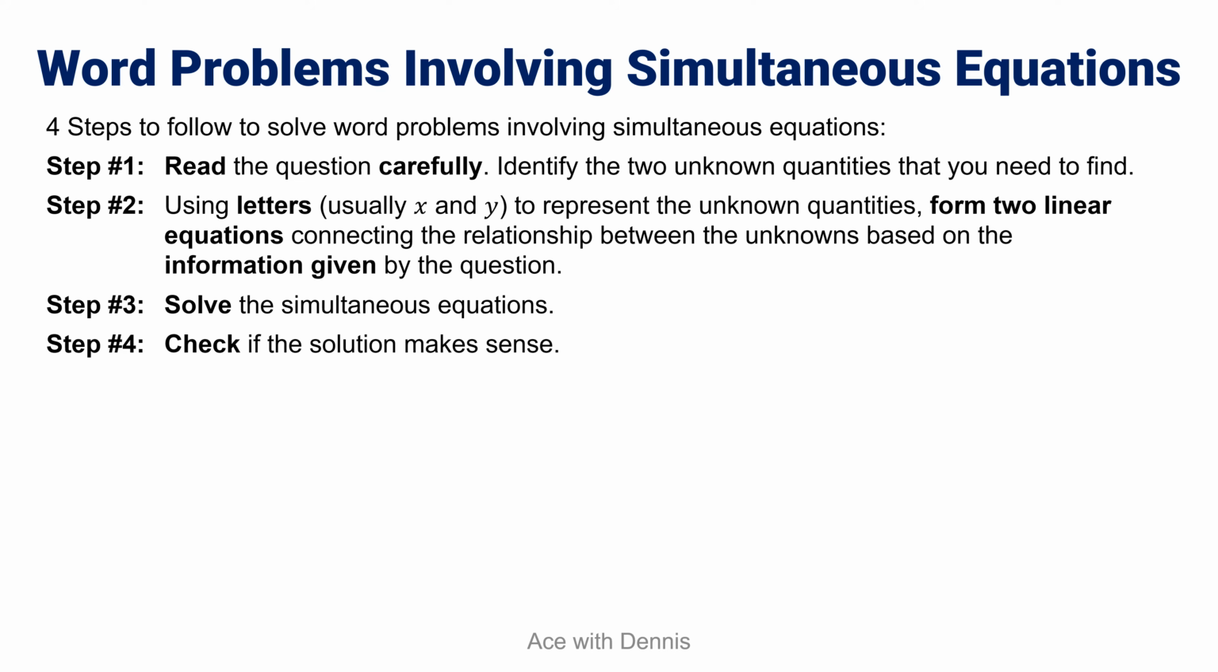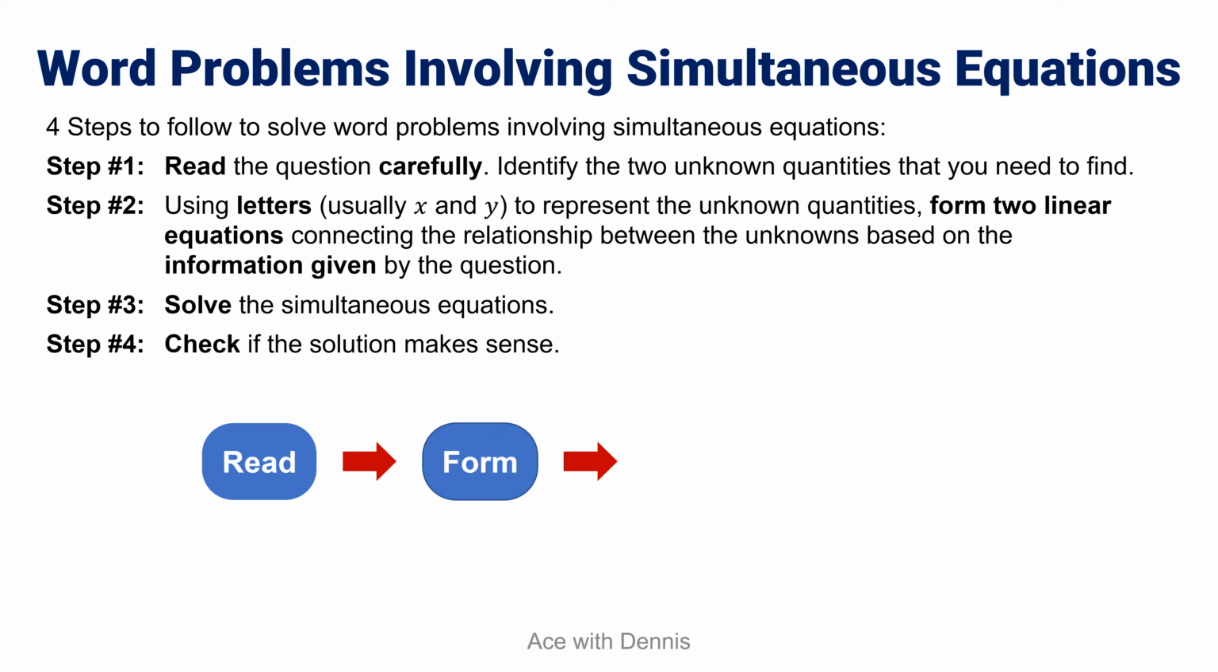Usually, if the solution makes sense, then most of the time the answer is correct. If you find the solution does not make sense, most likely something is wrong in between the steps that you have written, so you have to check. So in summary, what you have to do is read, form, solve, and check. Just follow these 4 simple steps for word problems.